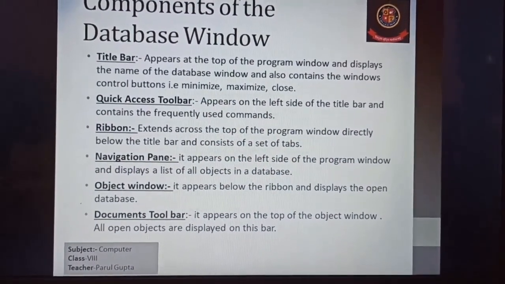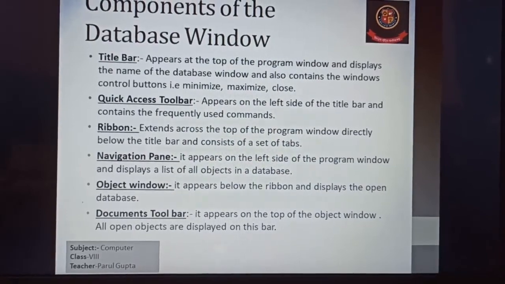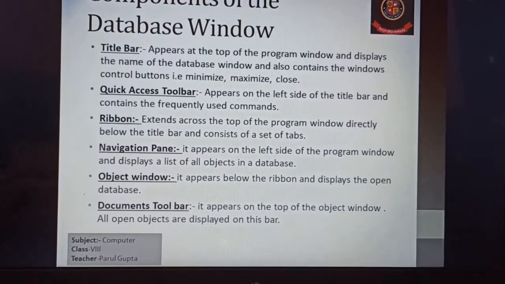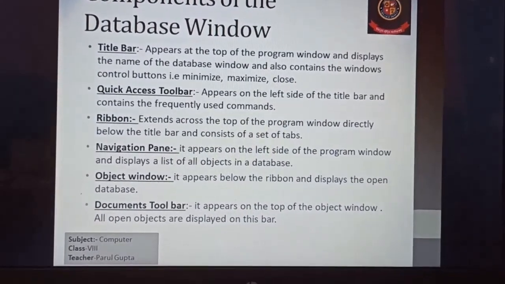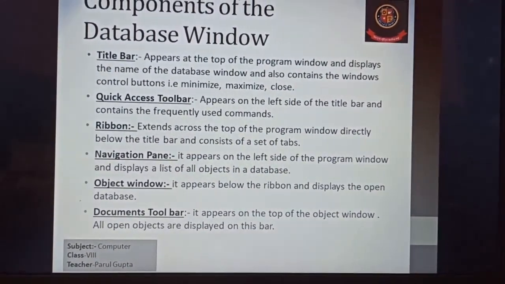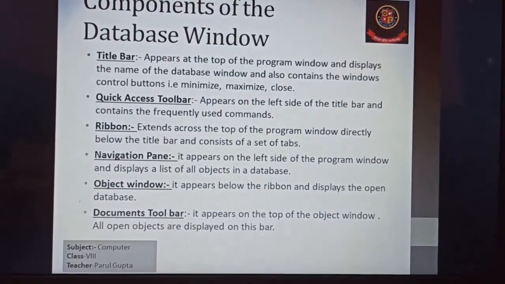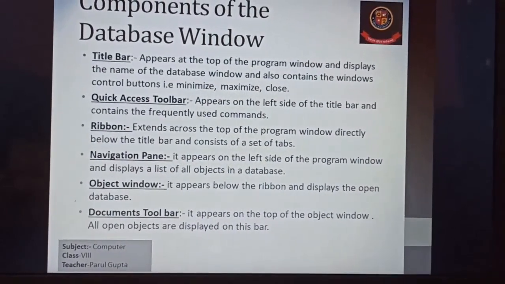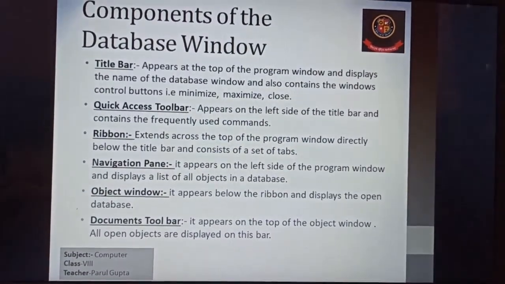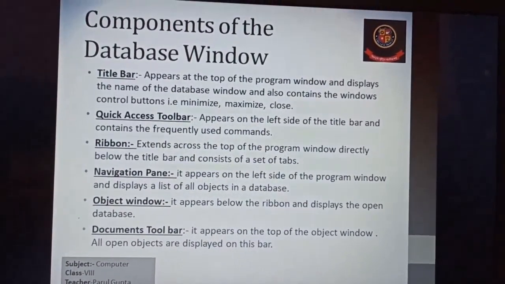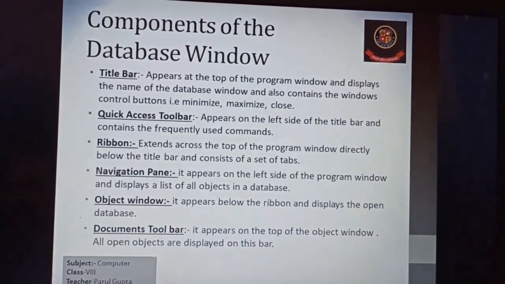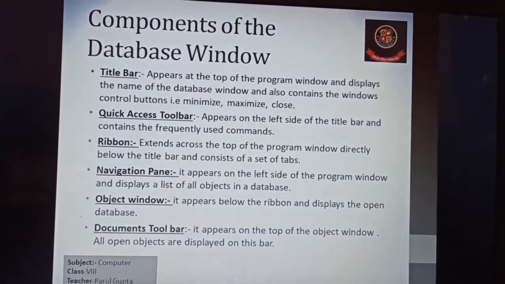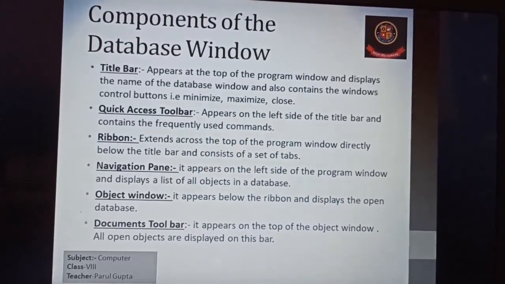Okay, now come to the next one, that is the documents toolbar. What is the documents toolbar? It appears on the top of the object window and all open objects are displayed on this bar. Means whatever files you have opened will be shown, displayed on the top of the object window. Suppose if I have created a table, that table is also shown in the document toolbar, as that file is already open on which I am currently working. Clear, children?